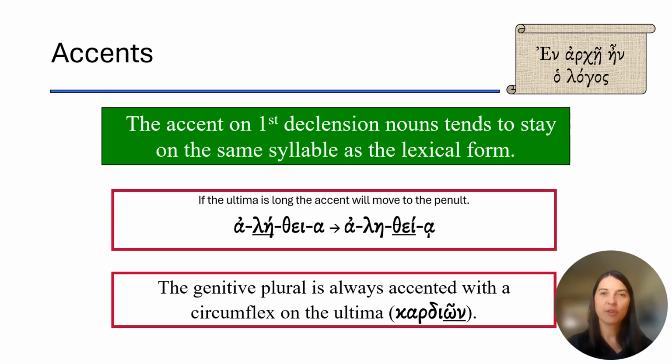And the accent on first declension nouns tends to stay on the same syllable as in the lexical form. However, if the ultima is long, the accent will move to the penultimate syllable. So we have here aletheia, and then in this dative version of the word, the accent shifts and moves. That iota subscript is pulling it down. So then in the dative form, you have aletheia. So the genitive plural is always accented with a circumflex on the ultima, cardion.